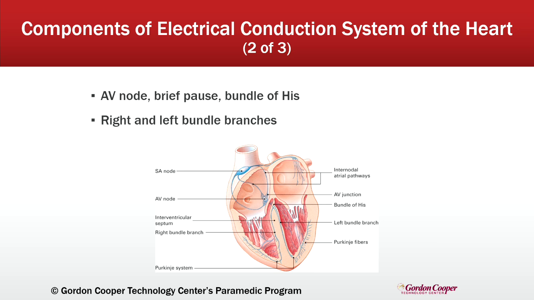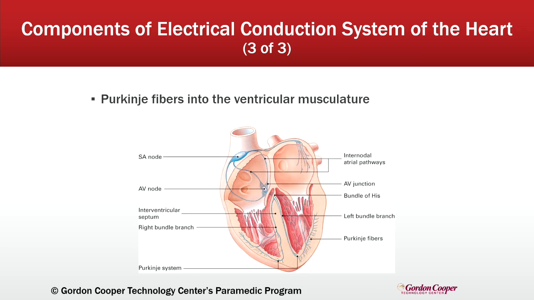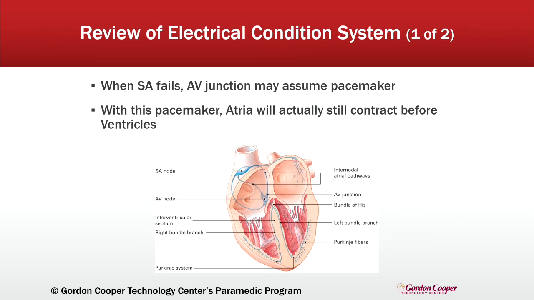Now, in junctional rhythms, this pathway still functions, but the impulse originates from the AV junction instead of the SA node. Then after traveling down the bundle branches, the impulse moves into the Purkinje fibers, which spread throughout the ventricular musculature. This ensures that the ventricles contract effectively, and that allows for proper blood flow throughout the body. So even in junctional rhythms, the impulse continues through this pathway, but it's coming from the AV junction rather than the typical SA node.